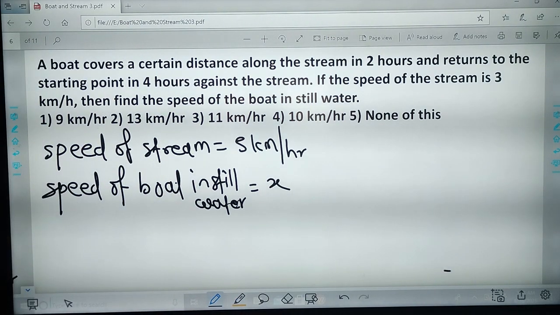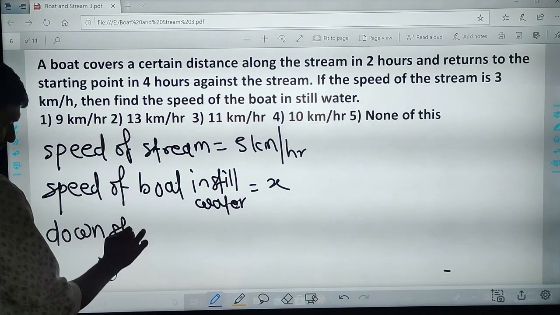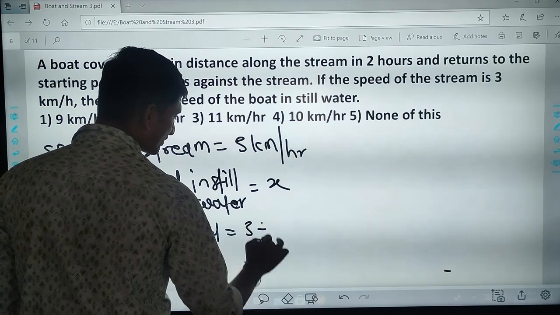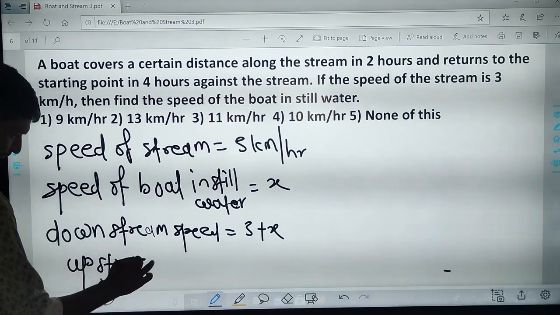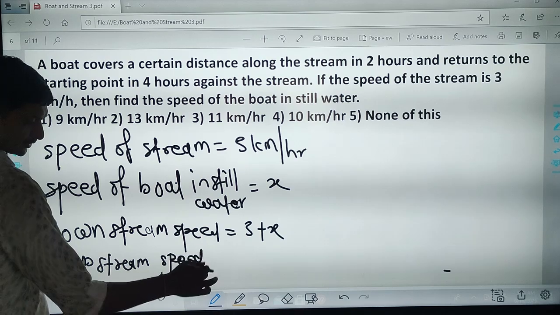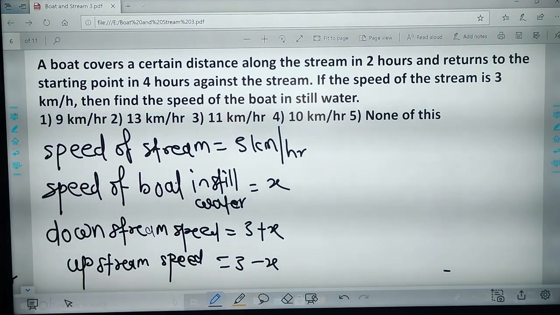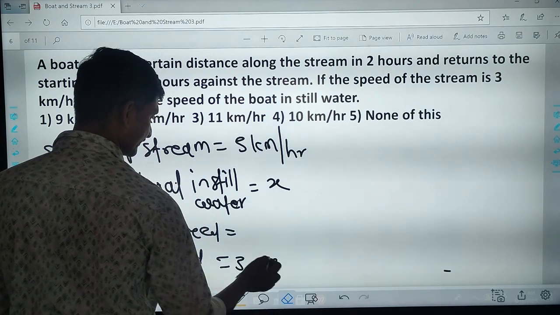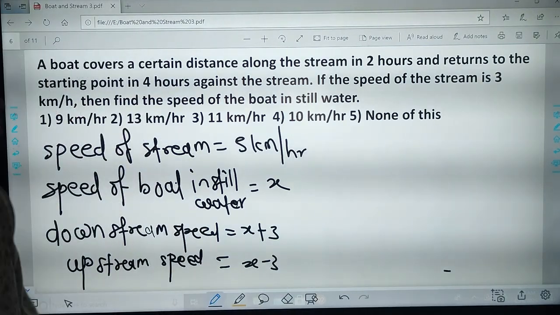Then the downstream speed is 3 plus x, and the upstream speed is x minus 3.